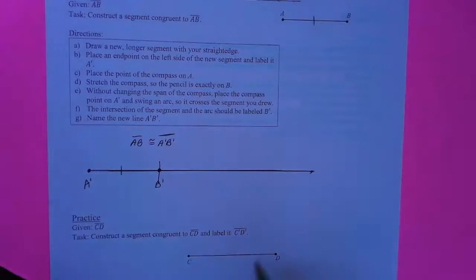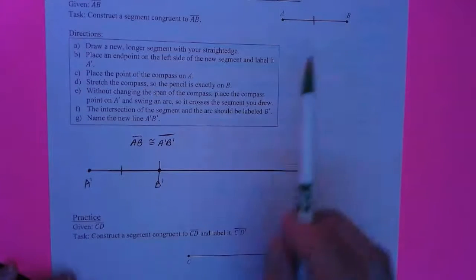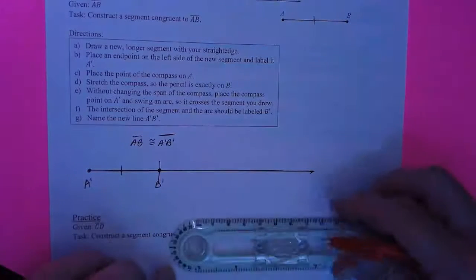The notation to indicate the original segment AB is the exact same size as the segment I created, A prime B prime, would be segment bar AB congruent, that's the equal sign with the wave on top, to segment A prime B prime.